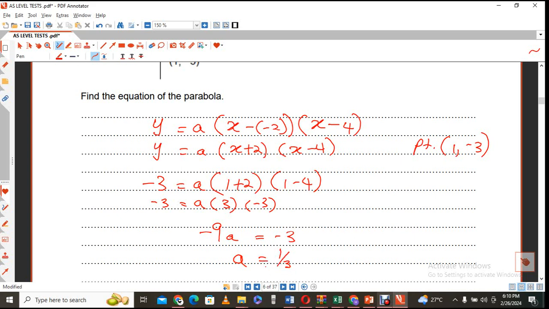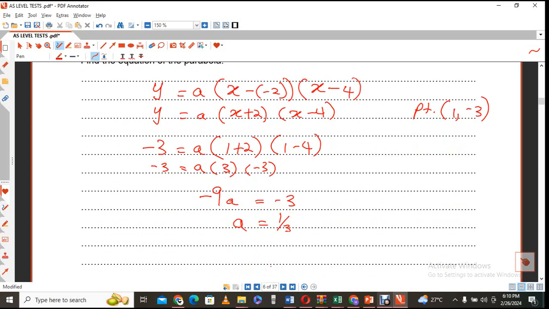So we can therefore go ahead and write our equation. Our equation is y equals 1 over 3, in brackets x plus 2 and x minus 4. And that's all. Leave your answer like that.